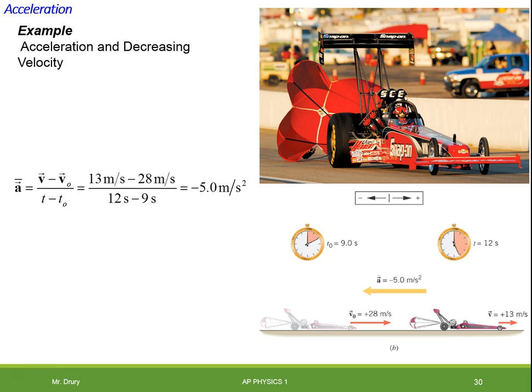Putting the numbers in, we have the final velocity minus the initial over the final time minus the initial time comes up to be negative 5 meters per second squared. What does the negative indicate? That it's in the opposite direction we called positive. In other words, the velocity was positive to the right, but the acceleration is to the left, negative.